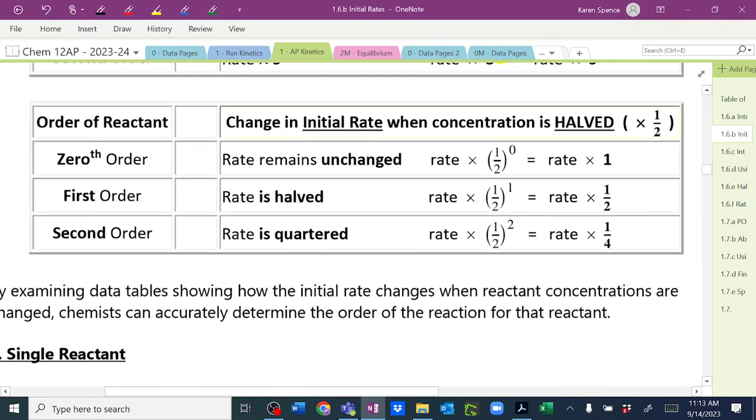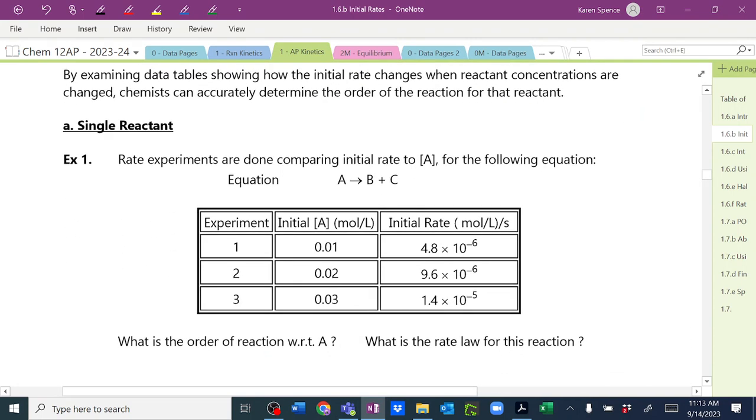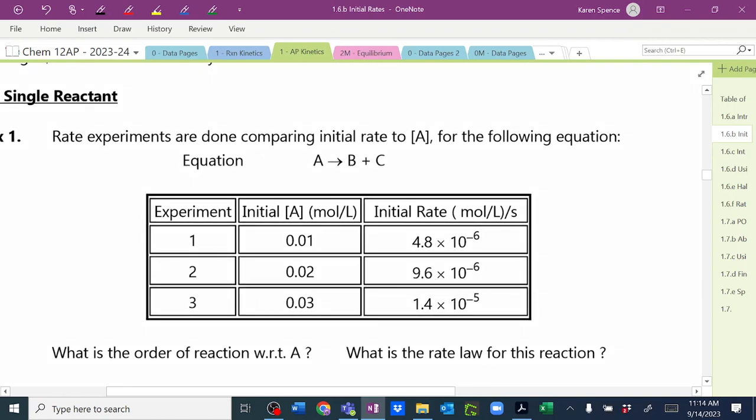All right, so we are usually given some data tables, and they look a lot like this. What is the order of this reaction with respect to A, and what is the rate law for this reaction? Do you think you could do that?